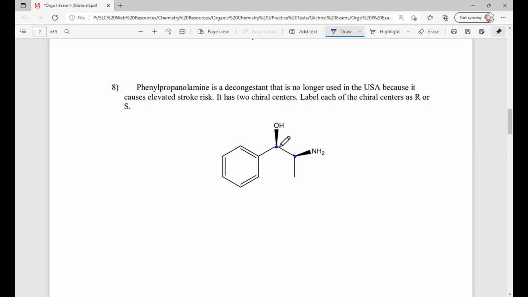What would the first one be? Is that an R or an S? R. Yeah. So this one is higher priority than this. By the way, what does a double bond represent? How do you reconcile that? How would you represent that in terms of Cahn-Ingold-Prelog notation? Essentially, how you determine priority.